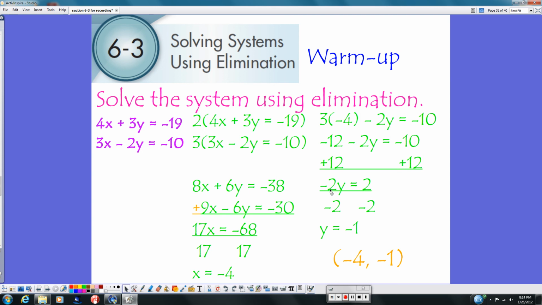Now that we know x, we go back to solve for y. So 3 times the negative 4 minus 2y equals negative 10. Negative 12 minus 2y equals negative 10. Add 12 to both sides. Negative 2y equals 2. Divide both sides by negative 2 to get y equals negative 1. My solution is negative 4, negative 1.